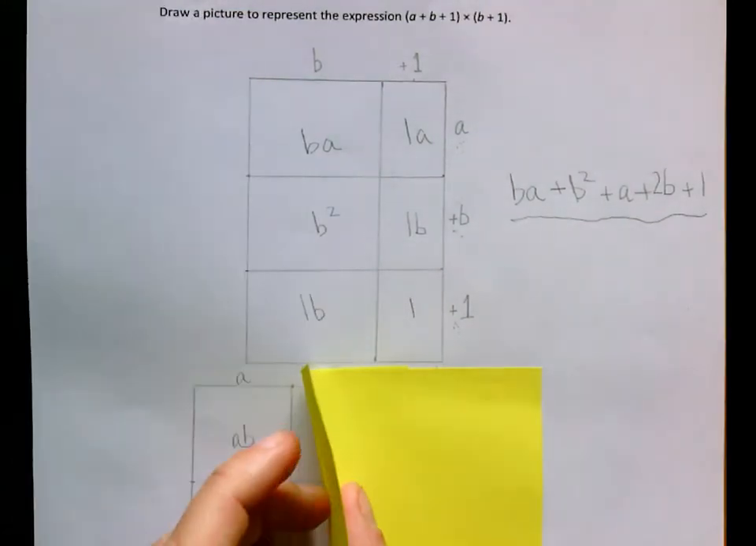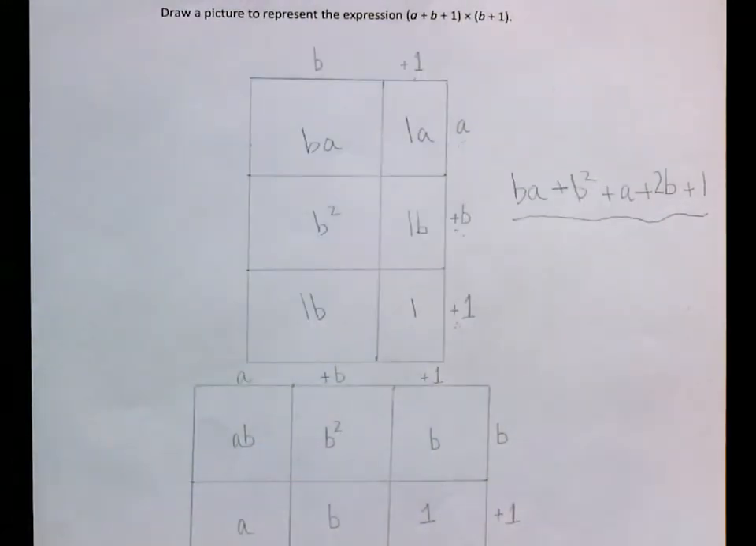I can illustrate this by showing you how some students may actually write a plus b plus 1 across the top, and then the factor b plus 1 along the right-hand side. And if you look, the corresponding terms end up being the same. We would end up with the product ab, or ba, plus b squared, plus a, plus 2b, plus 1.